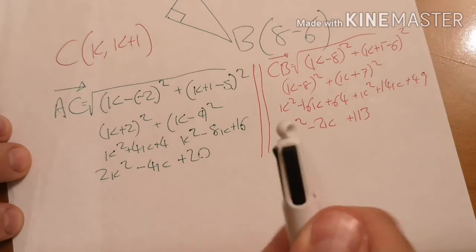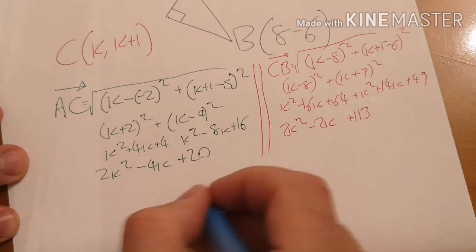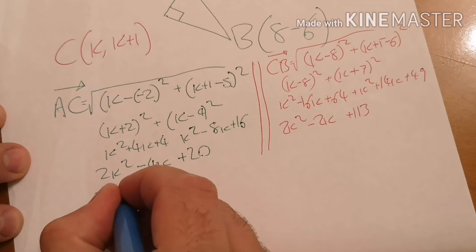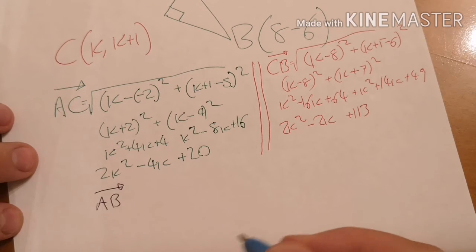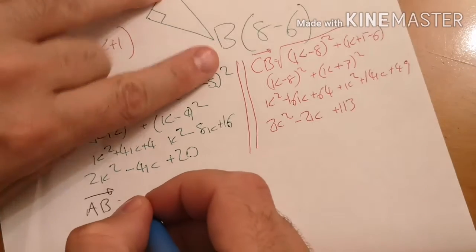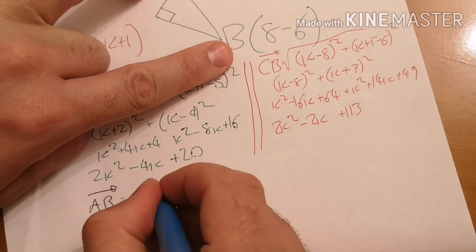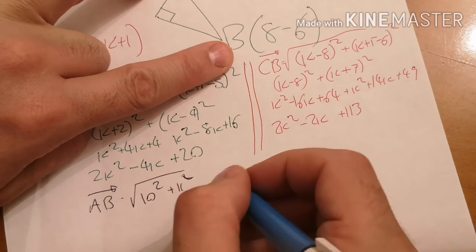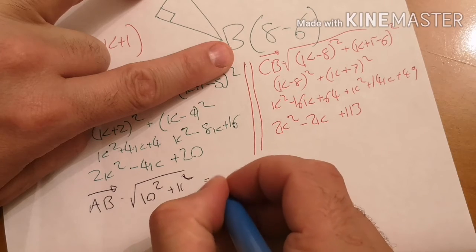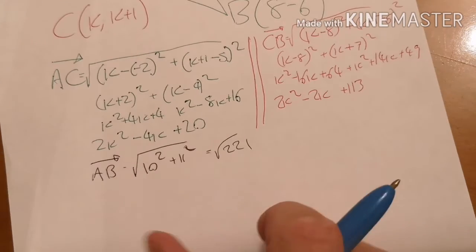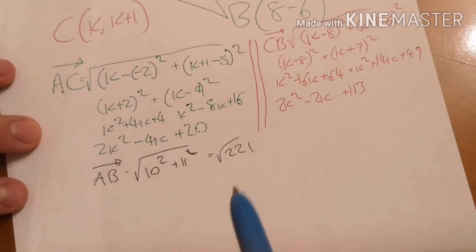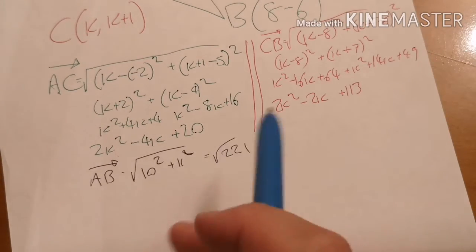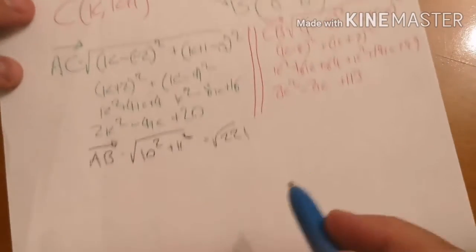And my last one, which is actually the easiest one to work out, is AB, because I've got all my numbers for AB, so it should all work out. The difference between these two is going to be 10, so I've got 10² + 11². Okay, and when I put these all together, I get the square root of 221. So I've got my three sides for Pythagoras now. So I need to use Pythagoras again, because all of these correspond to lengths.